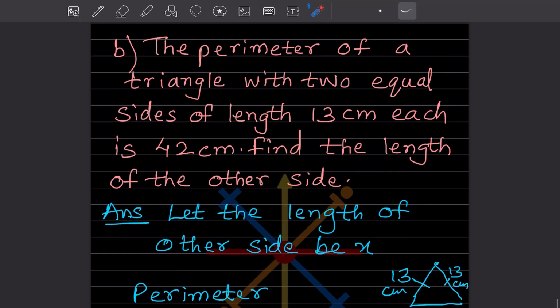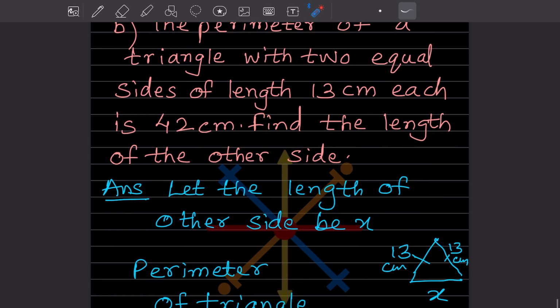Here it says that the perimeter of a triangle with two equal sides of length 13 centimeter each, means one side is 13 centimeter like this, and there are two such sides, is 42. So find the length of the other side. Let the length of the other side be x. Now this is a triangle. They said two equal sides, right? So if this is 13, this also should be 13, and the third side is going to be x.